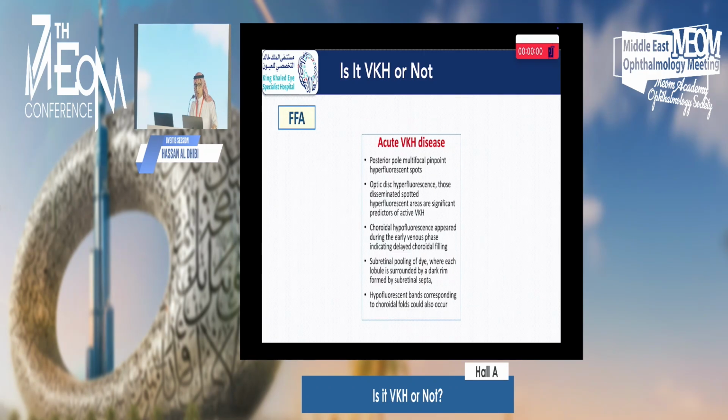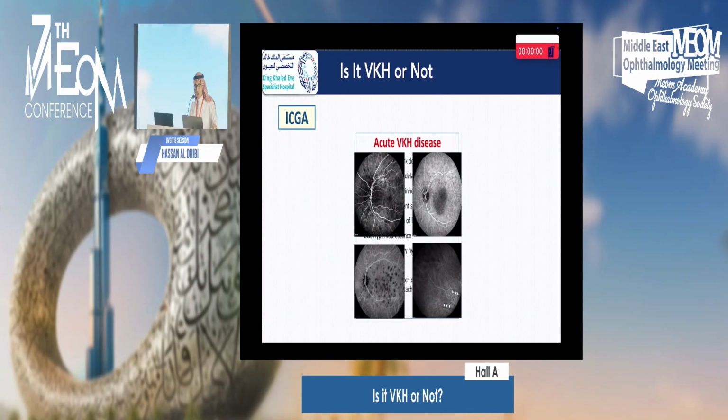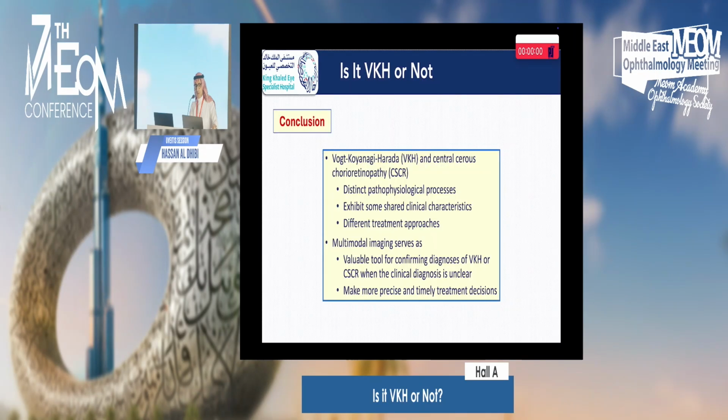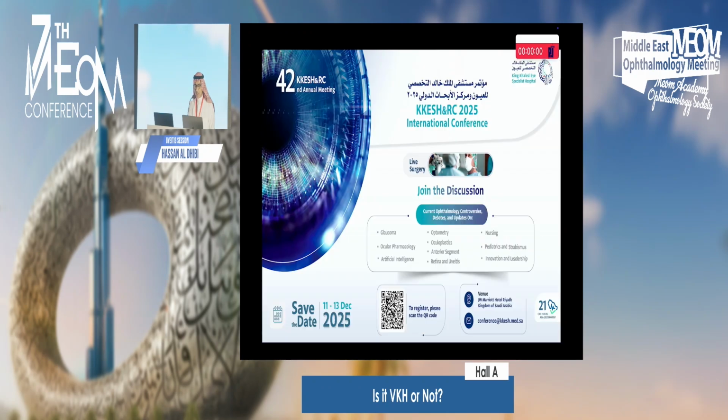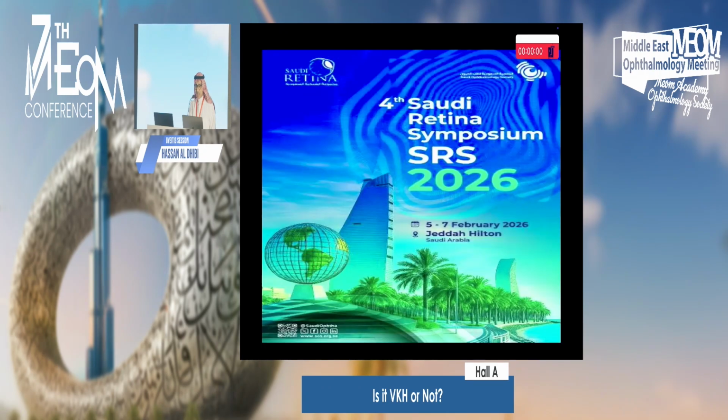I will not go into that because the time is short, and I will jump to the conclusion. So VKH and central serous chorioretinopathy, distinct pathophysiological processes, exhibit some shared clinical characteristics and different treatment approaches in both sides. Multimodal imaging serves as a valuable tool for confirming the diagnosis of VKH or CSR when the clinical diagnosis is unclear, and to make more precise and timely treatment decisions.